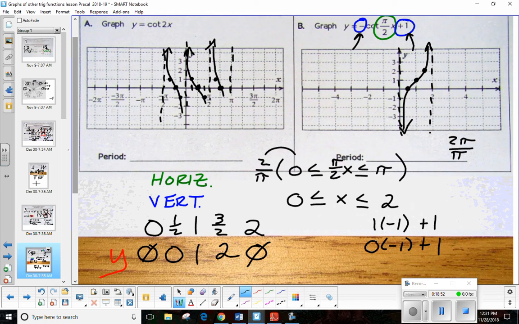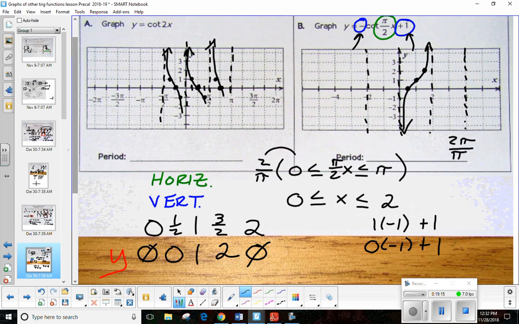Well, see, that looks more like tangent to me. What made it curve upwards? Remember, the negative reflected it. It flipped it. Now, let's say I want to go ahead and draw another period of that. Where would another asymptote be? The next one would be at 4. If you wanted to go in the other direction, you could say negative 2. You'll notice they're always the same distance apart.